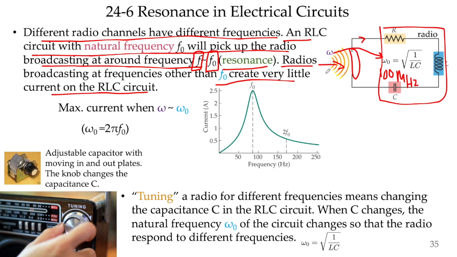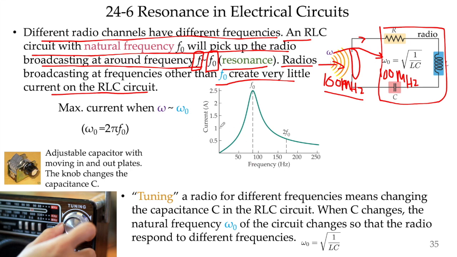Only the 100 megahertz, or a close number, only that frequency will create huge current in my circuit. And that's why when you tune it to that radio frequency, even though the other frequencies are coming, because this one is creating the most current in the circuit, you will listen to that particular radio.